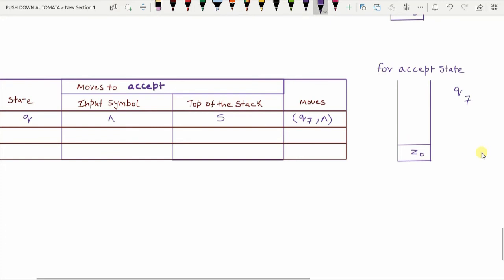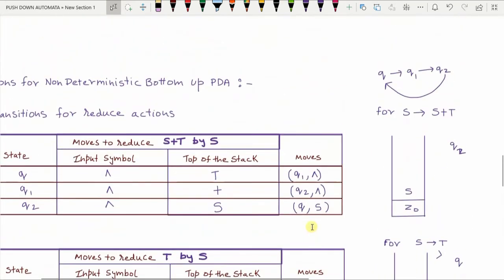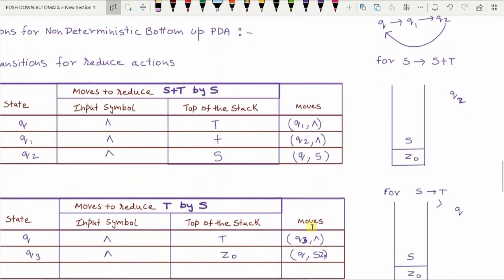Now in Q7 state, finally when nothing is read and the stack is empty, so Z0 is on top of the stack, I will go to the final state, that is Q8, by doing nothing. You can do two things: you can pop Z0 out or you can keep Z0 as it is, both you can do. I have taught you this, so I will write this. This is fine. So these are the transitions for the reduce section.